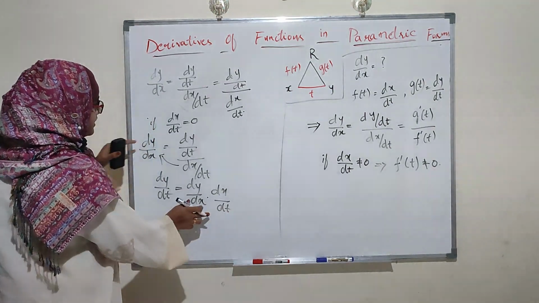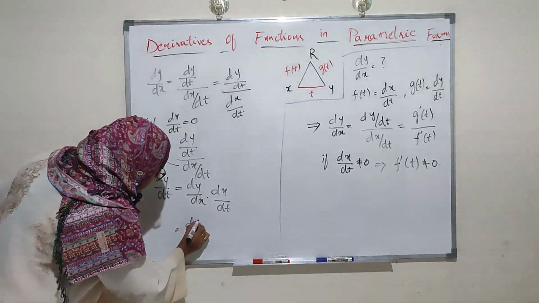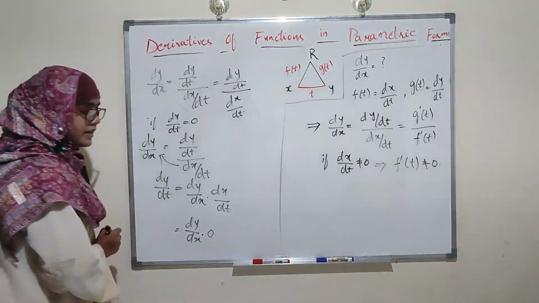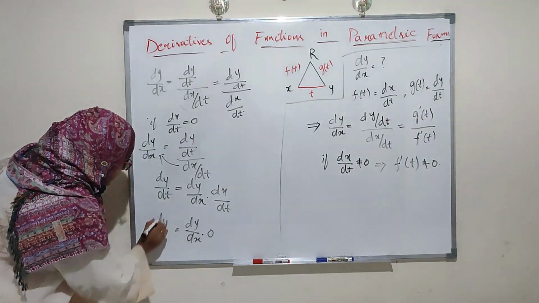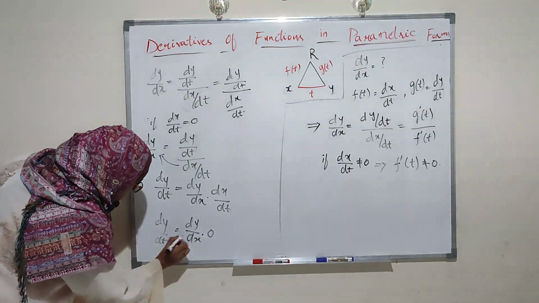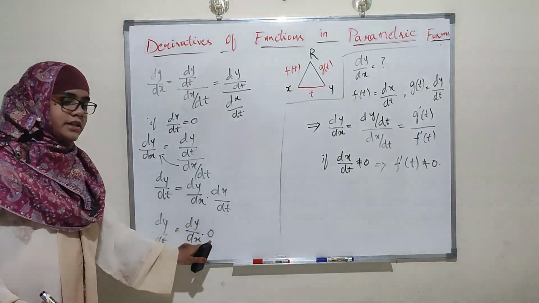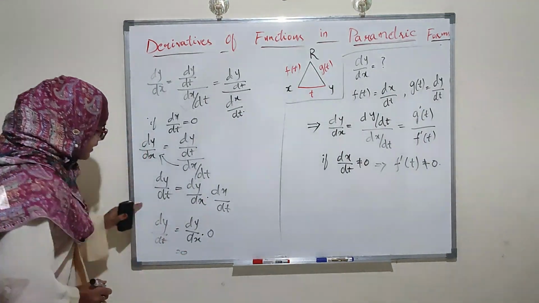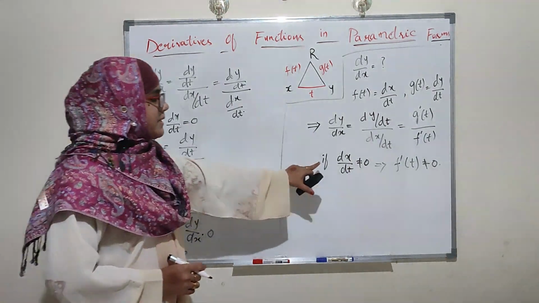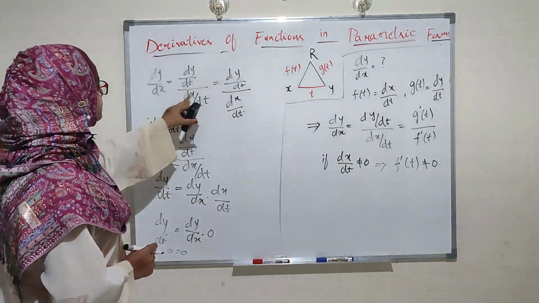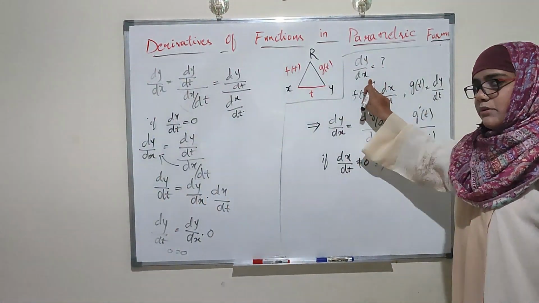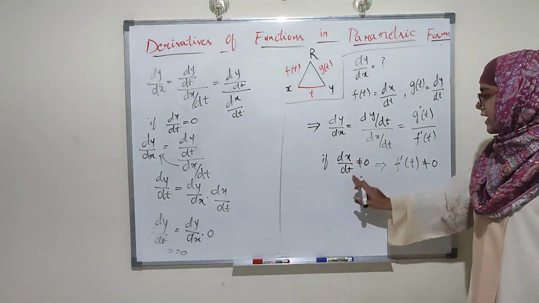So we are taking dx by dt as 0. Then dy by dx into dx by dt is 0. What is the value of dy by dt? dy by dt is equal to 0 into any term, which is 0. So if dx by dt is 0, the whole value we get for dy by dx is 0. That's why the condition is dx by dt, or f dash.